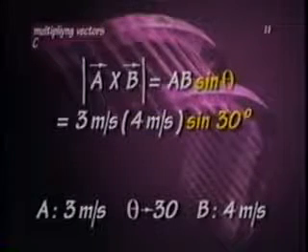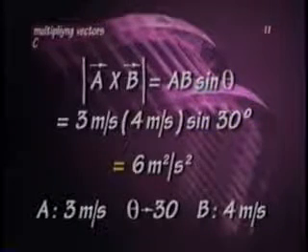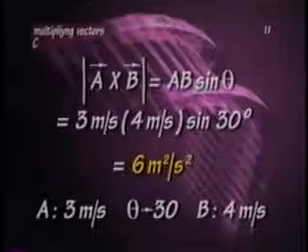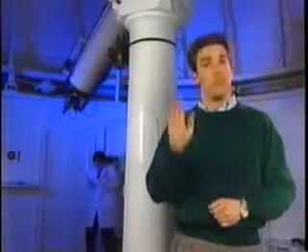times the sine of theta, 30 degrees, which equals 6 meters squared per second squared. To figure out which direction the product vector is going, like if it's going out in a positive or negative direction, all you need is your right hand.